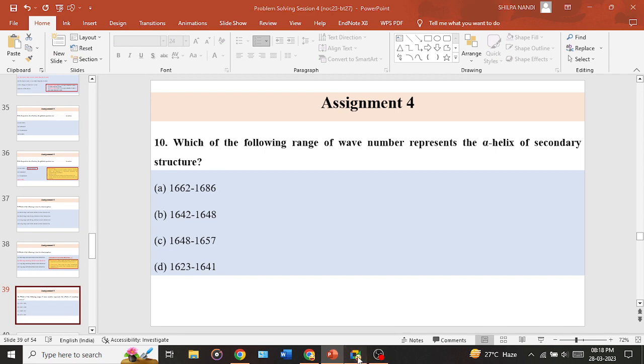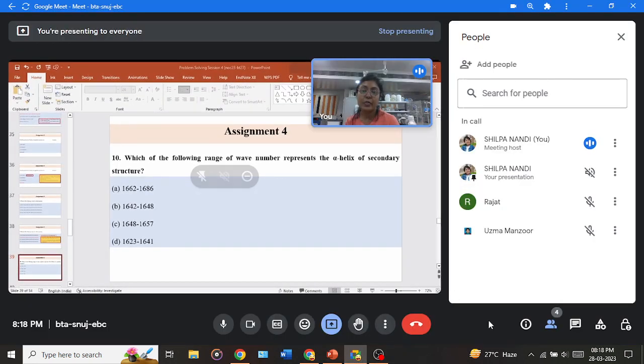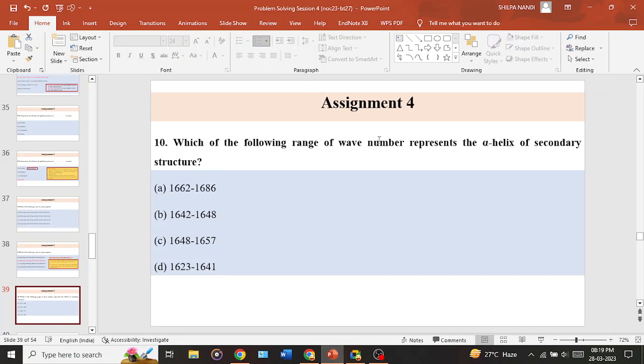which of the following range of wave number represents the alpha helix of secondary structure. This question is quite incomplete; it should be like which of the following range of wave number represents the alpha helix of secondary structure while you are doing an FTIR. So FTIR has a standard table.